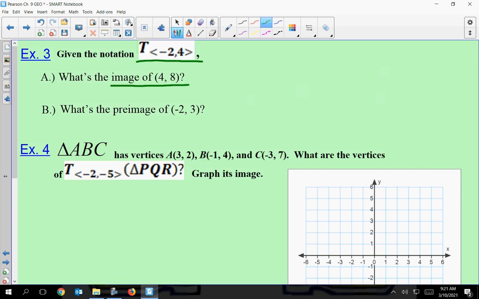So if I take the x value 4 and the translation rule says go in the negative direction, I'm really subtracting that. So I'm going to end up at positive 2 for the x value. But the y value tells me to go up 4. So 4 in the positive y direction, which really means I add. So I'm going to get 12. So (2, 12) would be the new point, or the image of where I started.